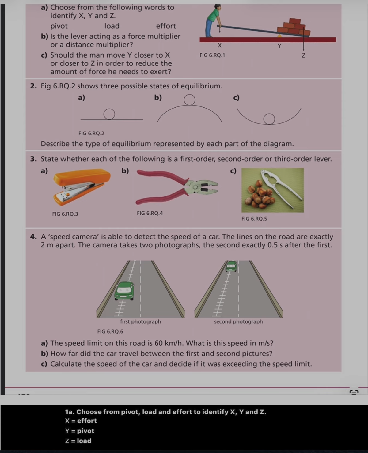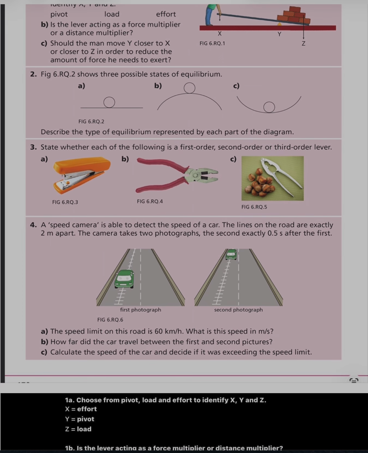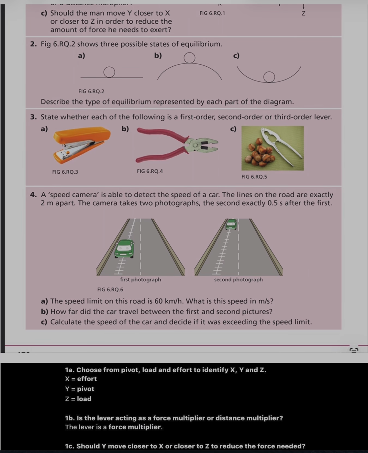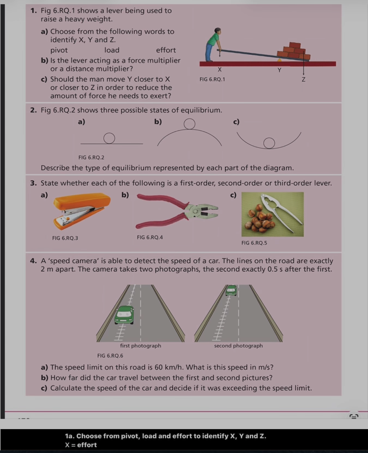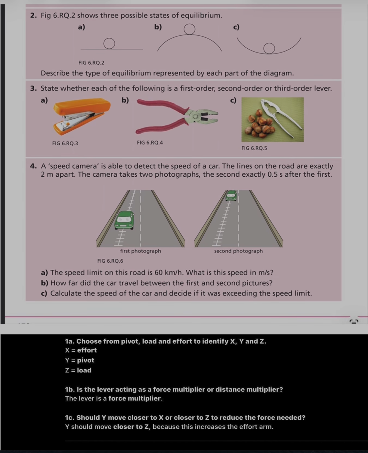1C. Should Y move closer to X or closer to Z to reduce the force needed? Y should move closer to Z because this increases the effort arm. 2. Describe the type of equilibrium shown in each diagram. A. Neutral equilibrium. B. Unstable equilibrium. C. Stable equilibrium.